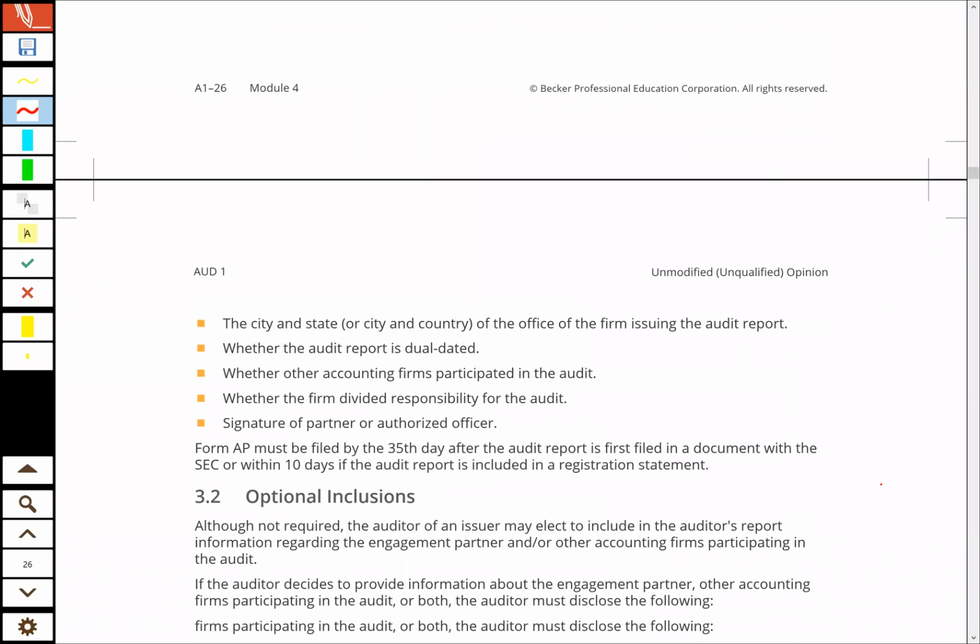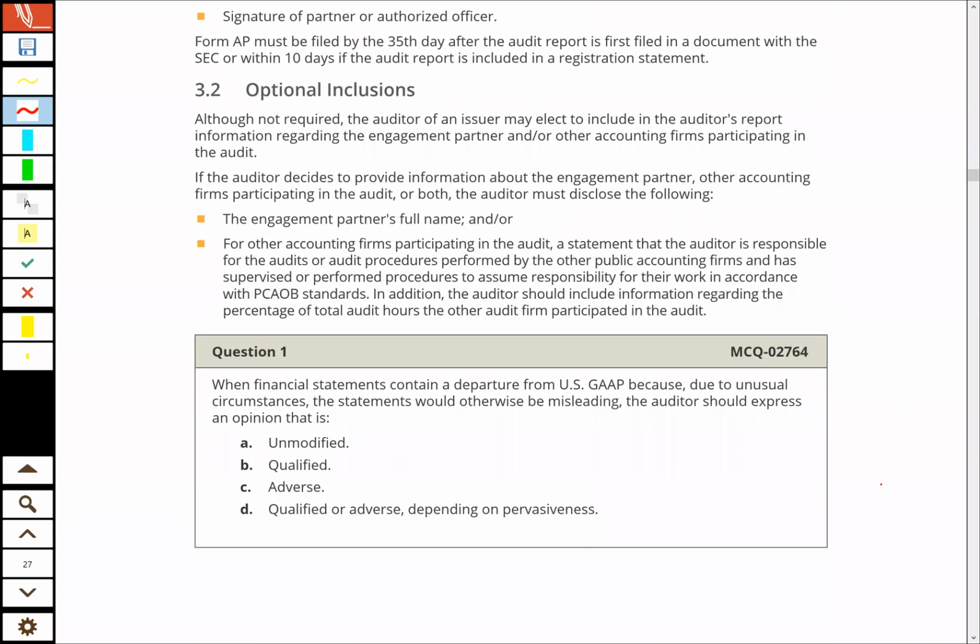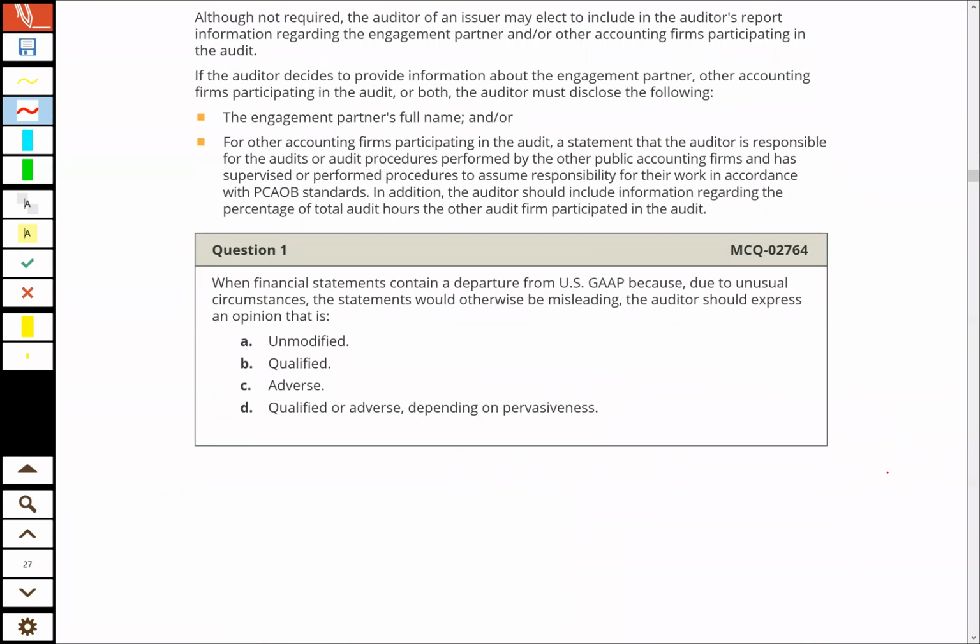So now that we understand the structure of the unmodified report, okay, let's look at this dumb question. I have never seen this in practice, what they're talking about here.